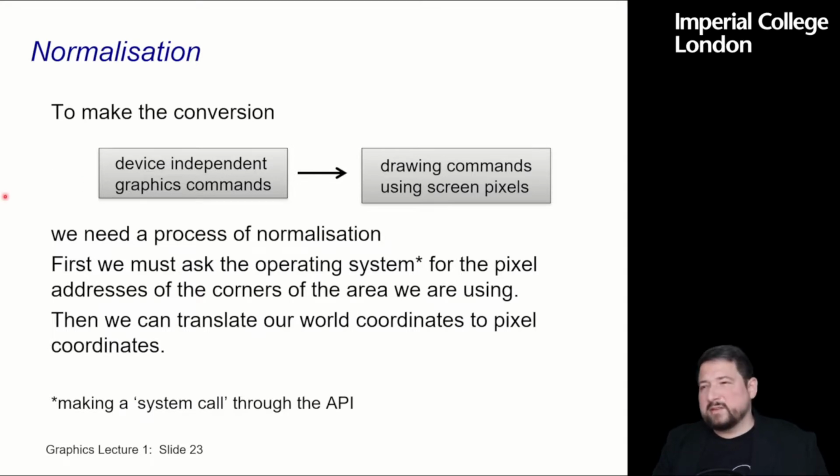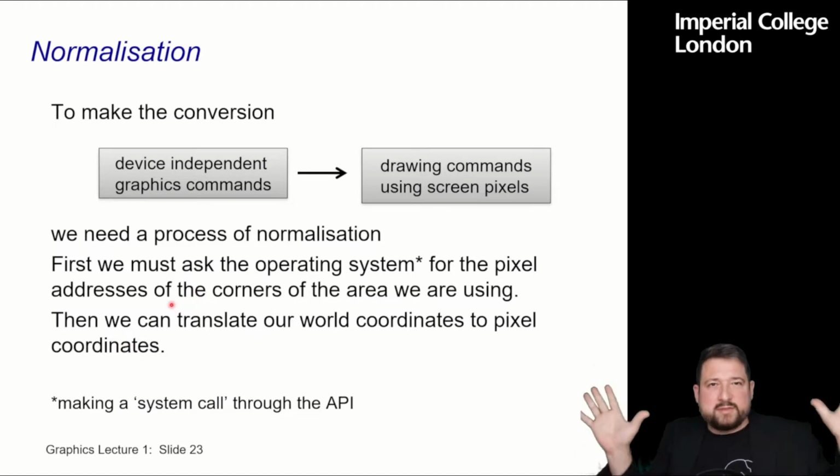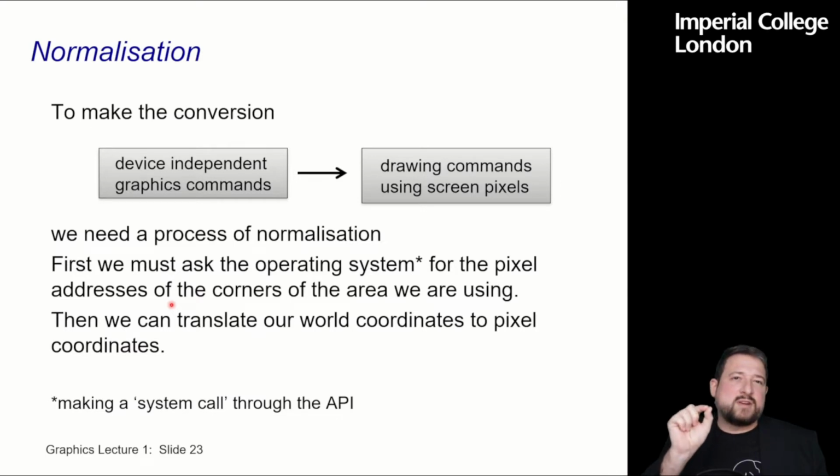Usually the very low-level graphics commands and graphics environments always work somehow like this. We must ask the operating system for the pixel addresses of the corners of the area we are using. So this is the drawing area. Relative to the entire screen, there is an area where our drawing area begins, and then we can translate our world coordinates into these drawing coordinates.